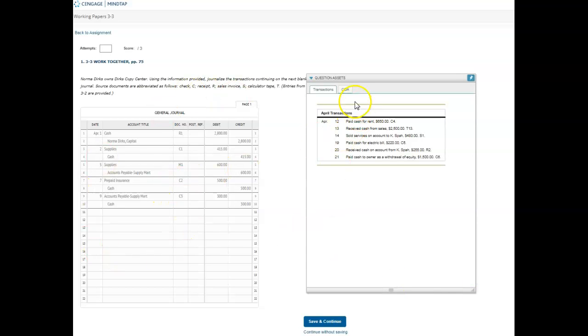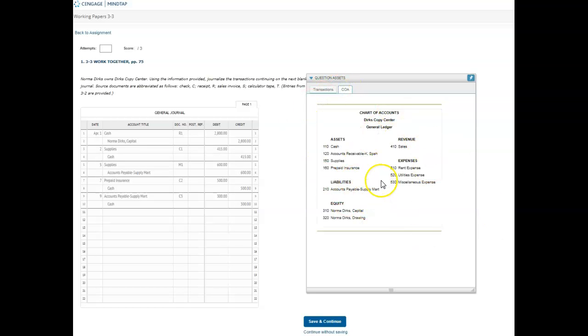I like to have it next to it so I can look at the transactions and then see the chart of accounts for the company. As you notice throughout this whole example, 3-1, 3-2, and now 3-3 work together, we are doing the accounting for Norma Dirks. And that's the consistency in the textbook. Each work together will be based on the same business, and so will the on your owns.